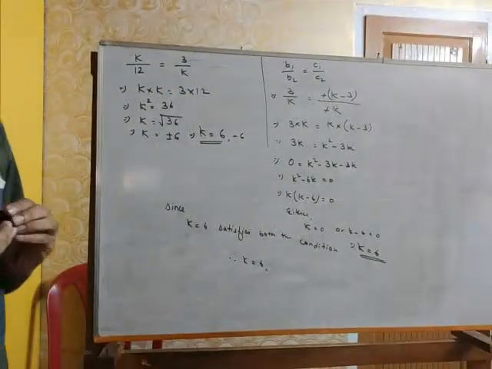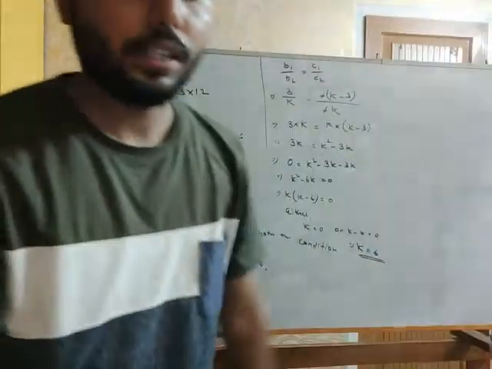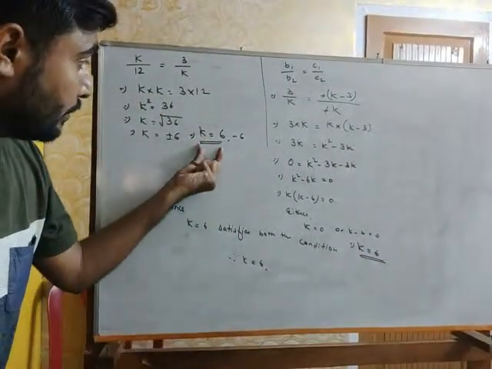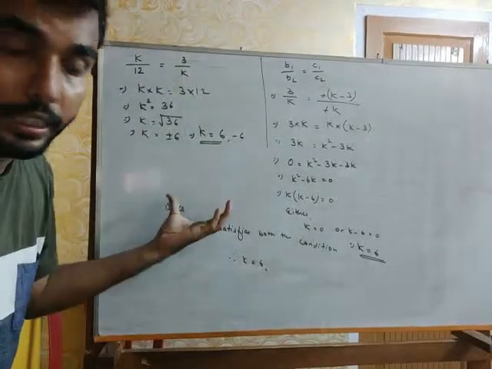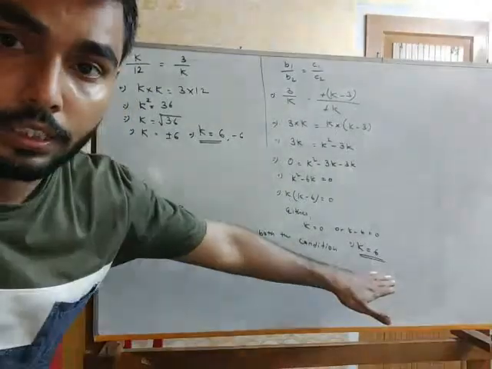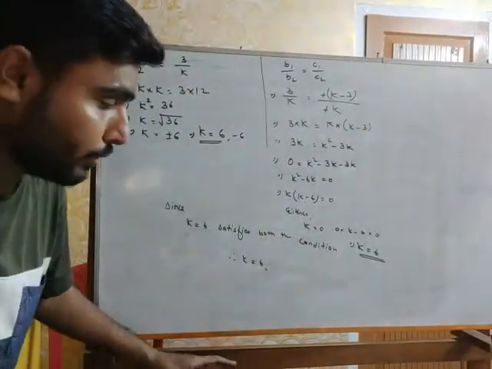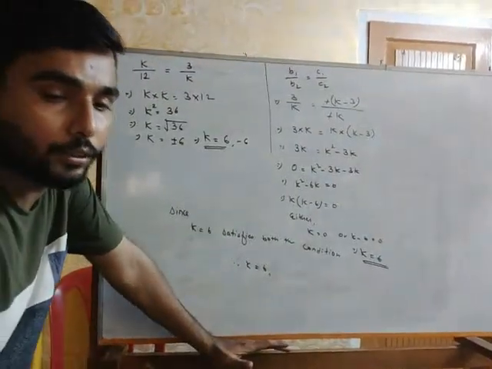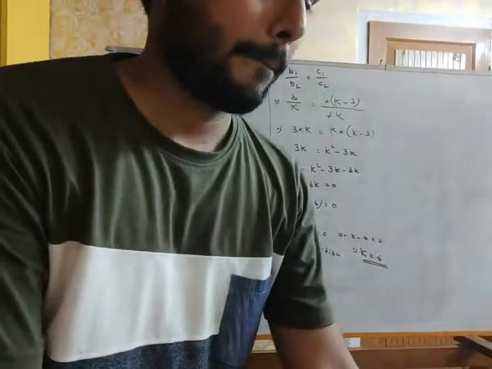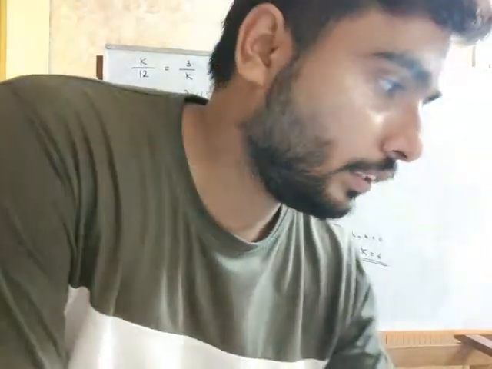Here you can see clearly that k equal to 6 came from the first condition, and in the second condition also you got k equal to 6. So what is the common value of k in both the conditions? That is k is equal to 6, and that will be the value of k. Clear? I hope it is clear, everyone. If you have any doubt, you can comment, please.